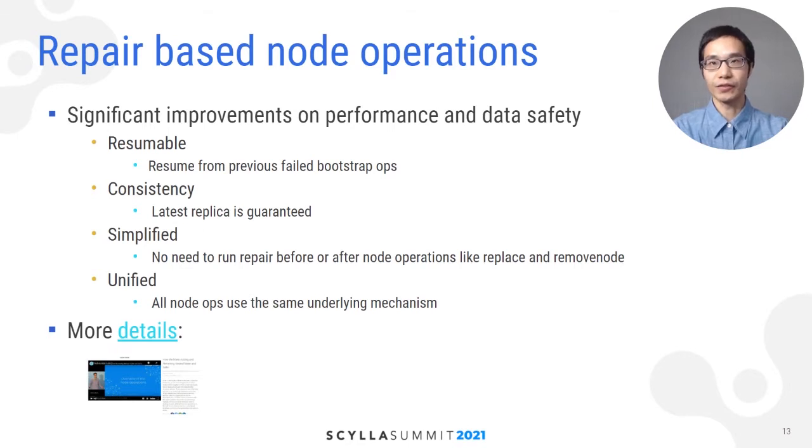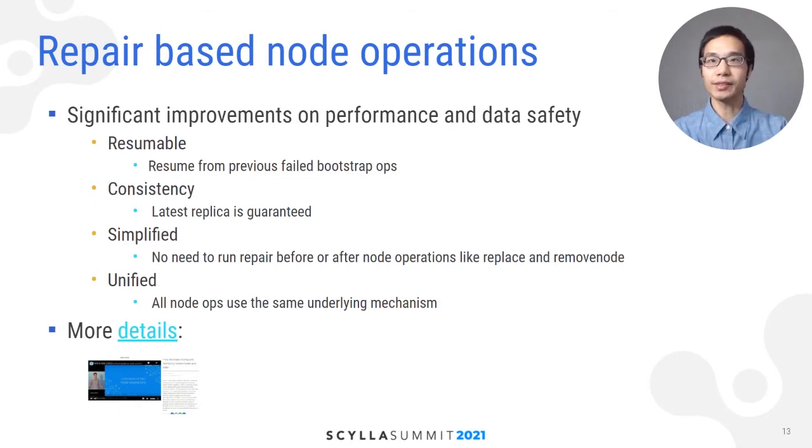What are the benefits? First, it makes node operations resumable. For example, when you add a node and it fails in the middle, in the past, when you add the node again, it would sync all the data again. With this feature, we can resume from where it failed and skip syncing the data that the node already has. It makes the operation safer in terms of data consistency.